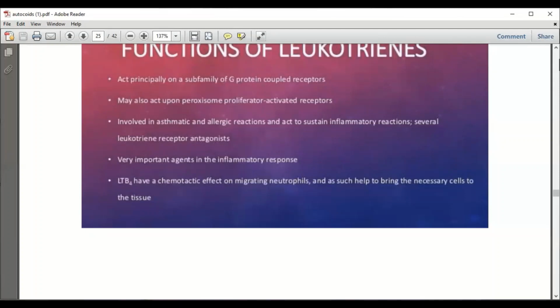and leukotriene B4 has a chemotactic effect, where it affects the migration of the neutrophils to the areas of acute inflammation, resulting in recruitment of cells and so forth at the point of inflammation.